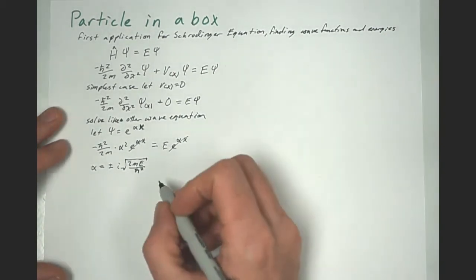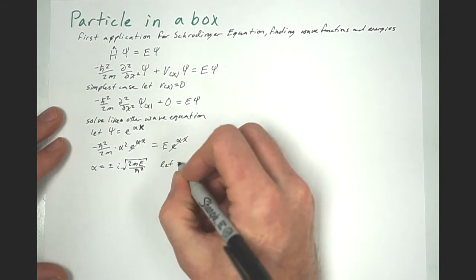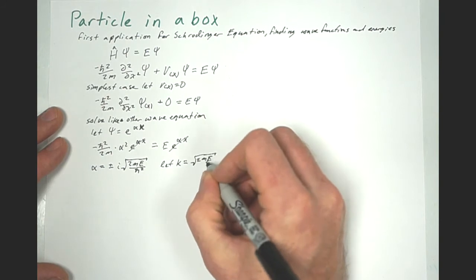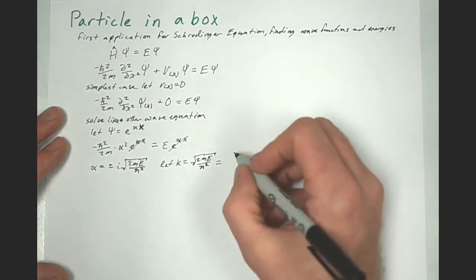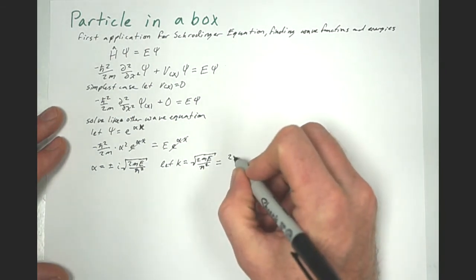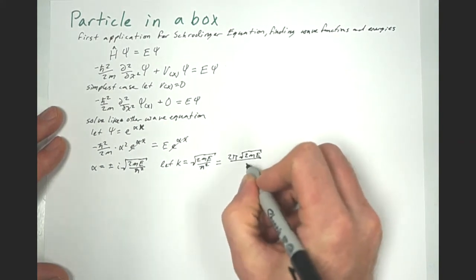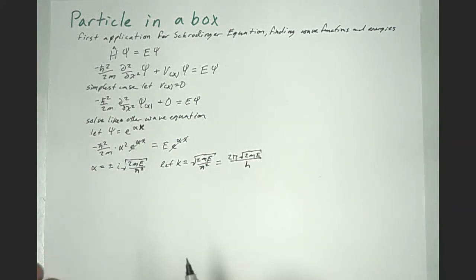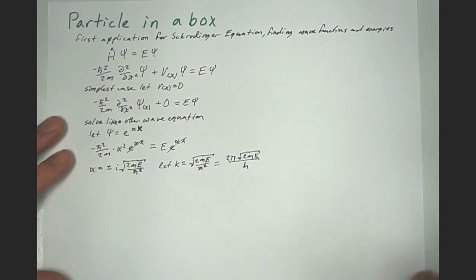And we're going to maybe simplify this, and we're just going to say let k equal root 2mE over h bar squared. Maybe we can write that one more way. We can write this as 2 pi root 2mE over h. And you'll see later why we chose to pull out this 2 pi and h as opposed to using h bar. So we have our solution for the wave equation.